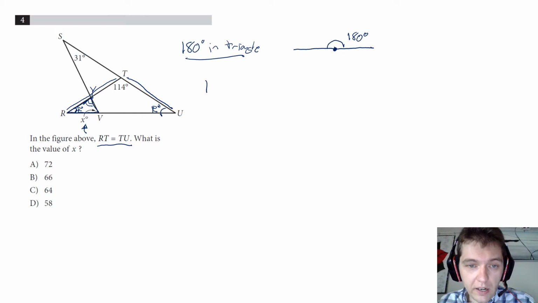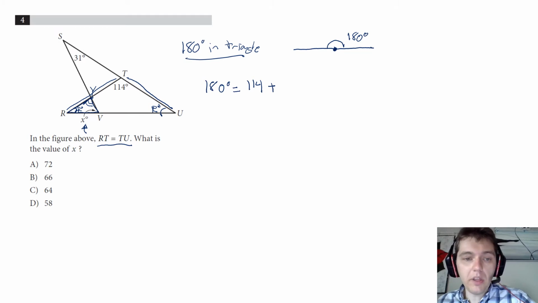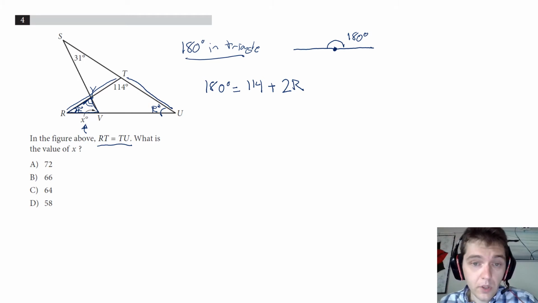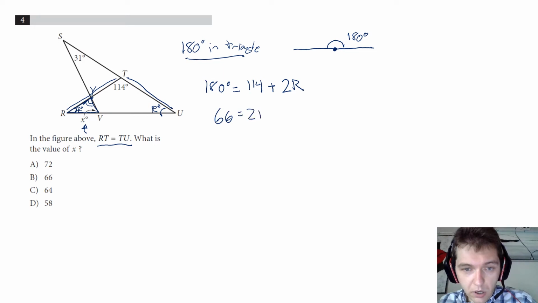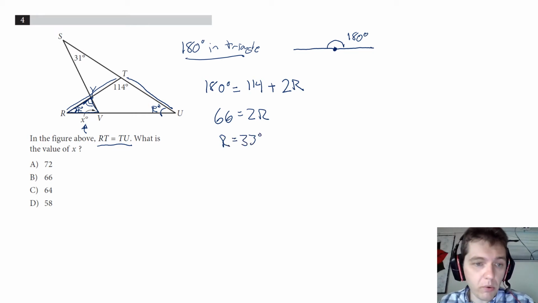So we know that there's 180 degrees in that RTU triangle, and that's equal to the 114 in the corner T, plus 2R. It's R plus U, but we know that U is equal to R, so we can call that 2R. Solve for R. You have 180 minus 114, that's 66, is equal to your 2R. Divide both sides by 2. That'll leave you with R is equal to 33 degrees. And that gives you one angle in your smaller triangle that we're going to solve, that R is equal to 33 degrees.